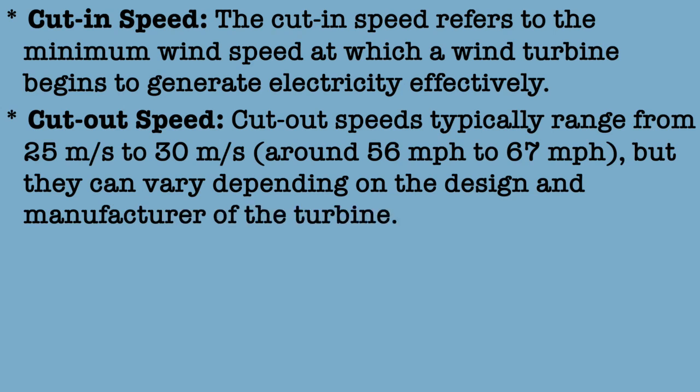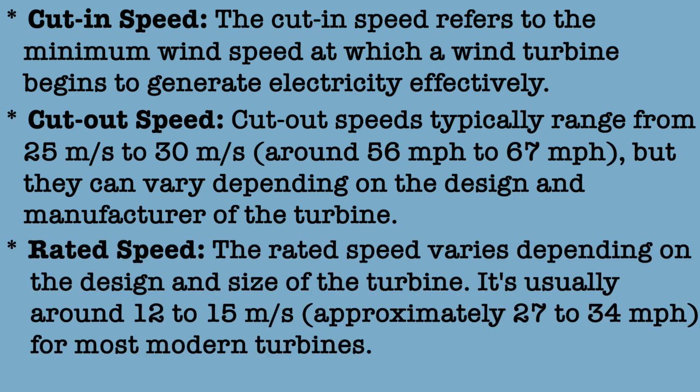Cutout speeds typically range from 25 to 30 meters per second, but they can vary depending on the design and manufacturer of the turbine. The last is rated speed. The rated speed of a wind turbine is the wind speed at which the turbine generates its maximum rated power output efficiently. The rated speed varies depending on the design and size of the turbine. It's usually around 12 to 15 meters per second. Understanding these wind parameters is essential for wind turbine operators and designers to optimize performance, ensure safety, and maximize energy production from the wind resource.